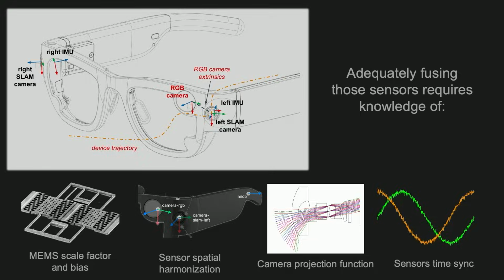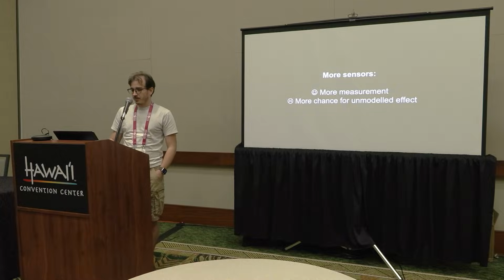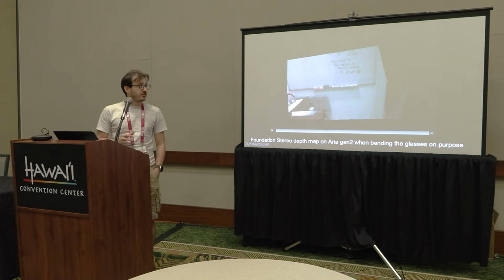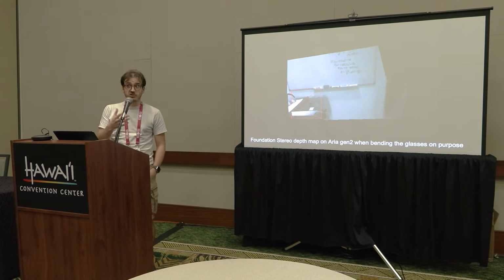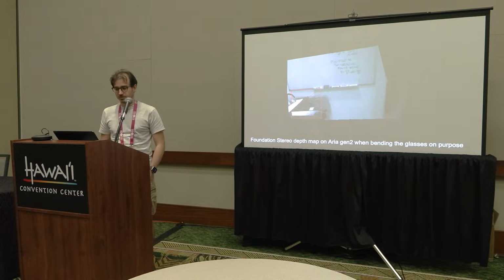So the more sensors you get, that's nice because you have more measurements. But if you're looking for very accurate fusion, you also add more chances to have unmodeled effects in your probabilistic framework that powers the state estimation. And those things are tricky, especially on glasses, because, for instance, the position of the cameras relative to one another can change. If you take the glasses and slightly bend them, you will actually move the position of one camera with respect to the other.